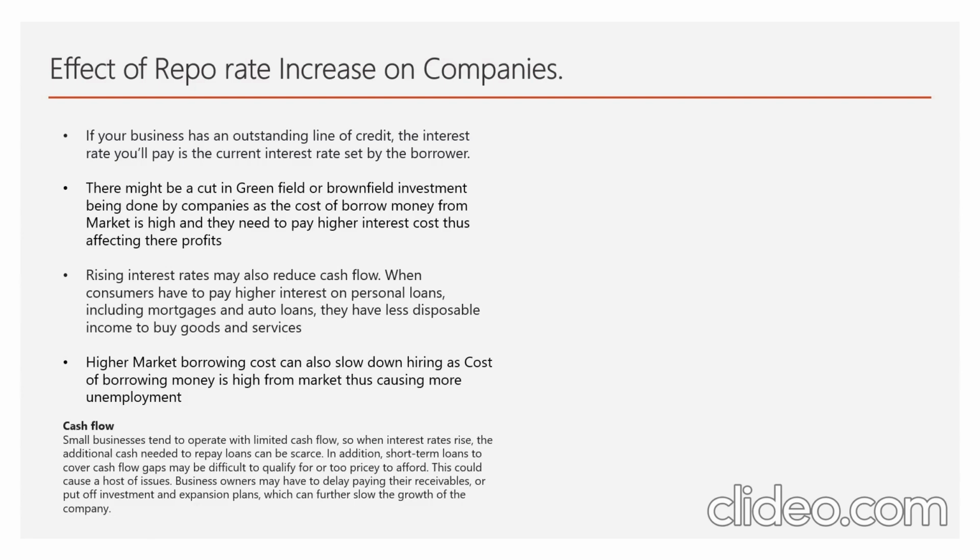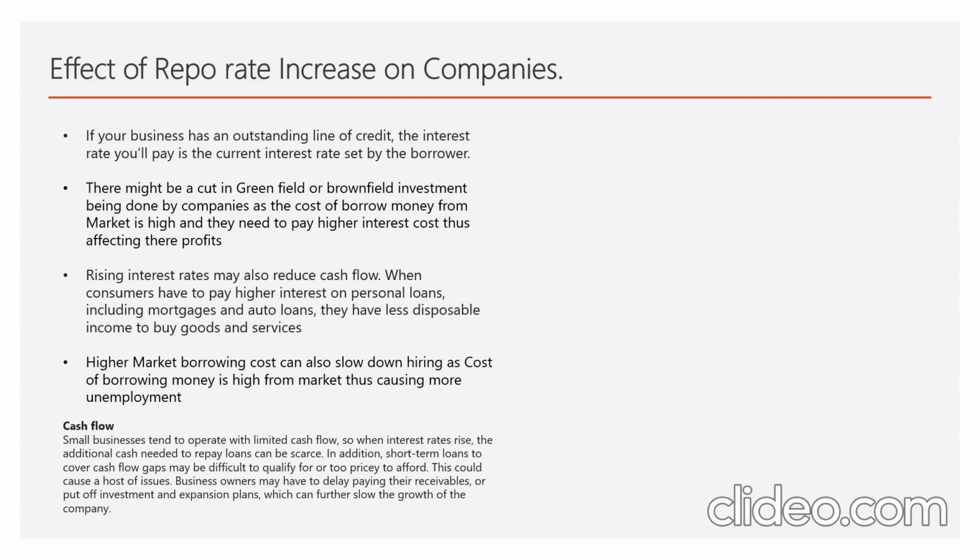Moving on, how does the interest rate, that is the repo rate, affect companies when it rises? If your business has an outstanding line of credit, that means if your business has debt, the interest you have to pay might rise because of the rising interest cost. Also, if your company wants to open a manufacturing plant, or expand the current manufacturing plant, they might think of delaying it because they need to take a loan from the market, and that is costly as of now.